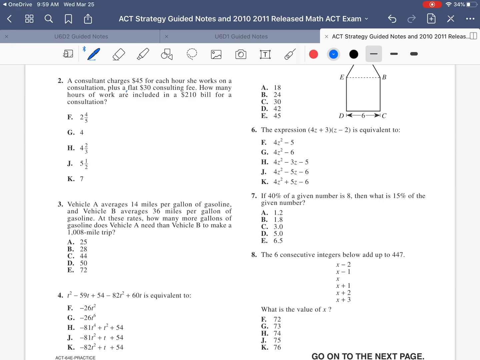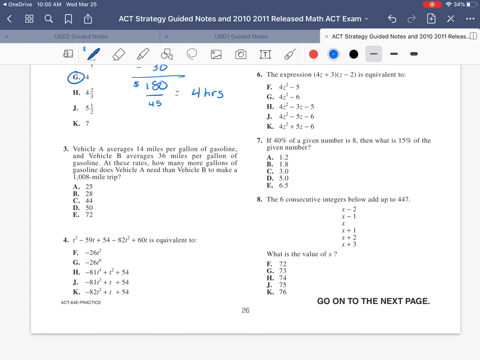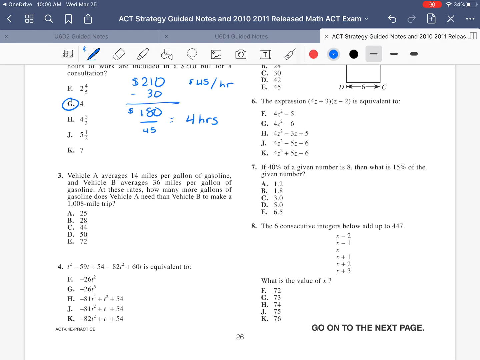A consultant charges $45 for each hour she works on a consultation, plus a flat $30 consulting fee. How many hours of work are included in a $210 bill for the consultation? So it sounds like they have to pay this $30 consulting fee no matter what. So if they paid a total of $210, I can subtract out that 30 and you end up with $180, right? You know that $45 per hour. So if you divide by 45, you end up with 4 hours of work. I was able to figure that one out and keep on moving.